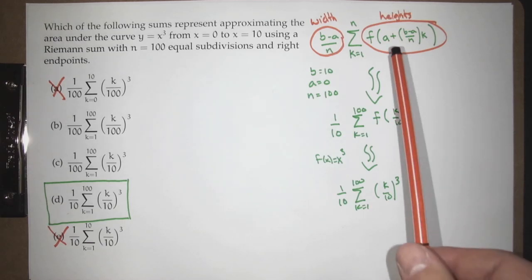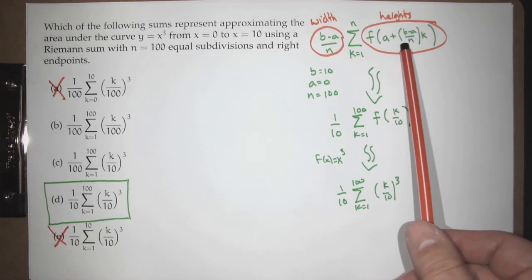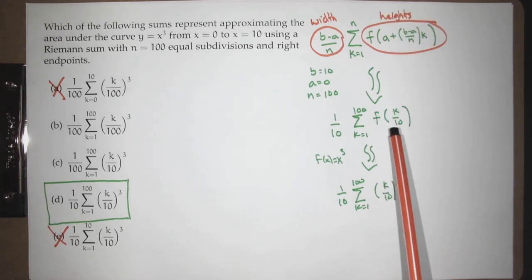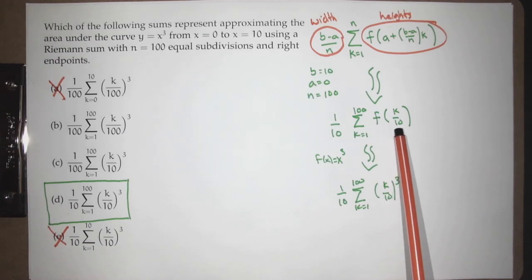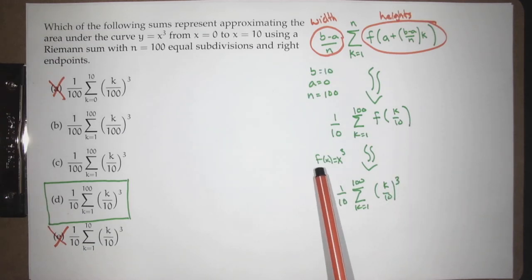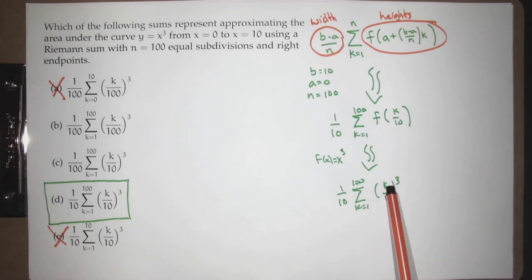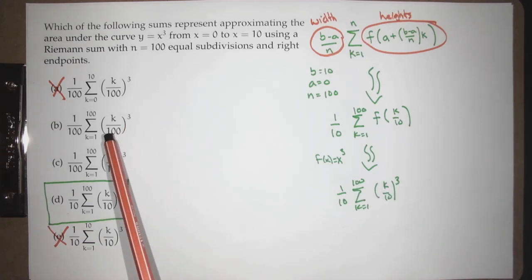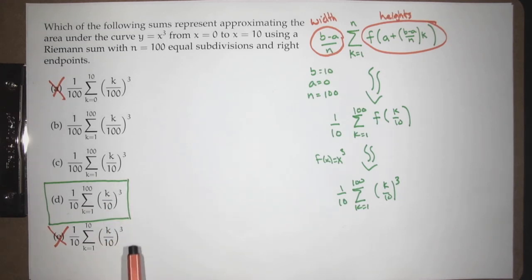And then we say, okay, A plus B minus A over N times K, well, that becomes K over 10. Well, now we say, but our function we know is a very particular function. It's x cubed. So it's K over 10 cubed. And that helps us say, aha, in our last one, we're going to have a K over 10 cubed. And so we see that exactly matches D.